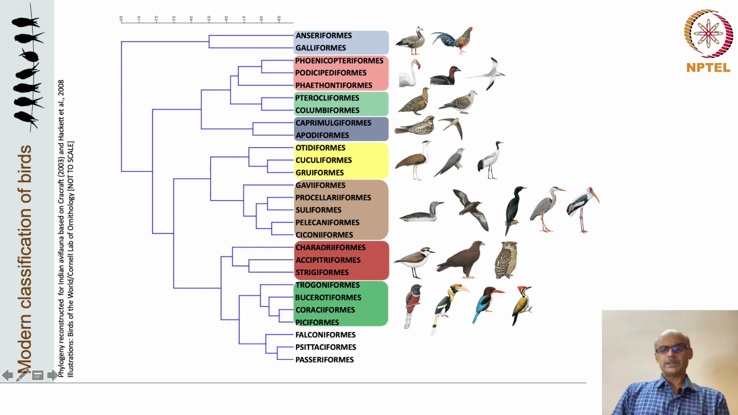Woodpeckers and barbets comprise the order Piciformes. Along with Piciformes and the other three orders, they form the larger clade. The last of these clades includes falcons, parakeets, and passerines or songbirds. Very recently, falcons were found to be unrelated to other raptors, and they are actually sister taxa to parakeets.